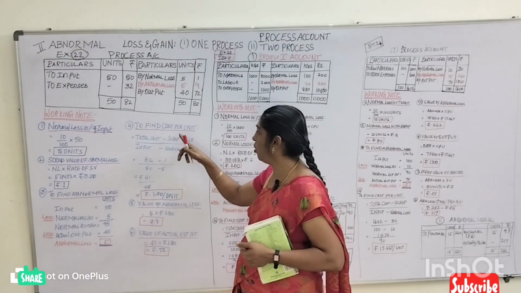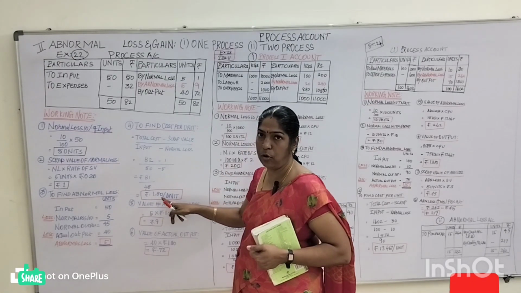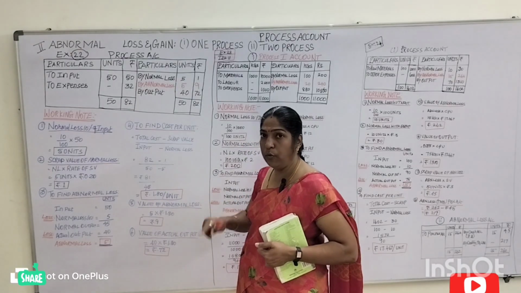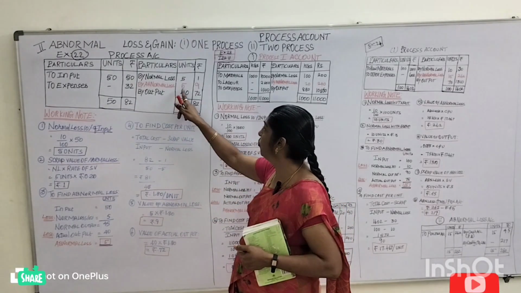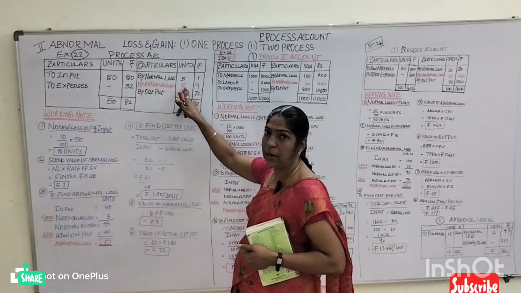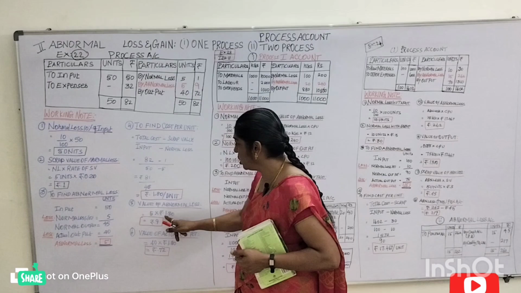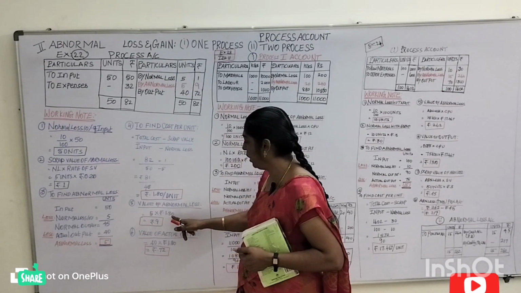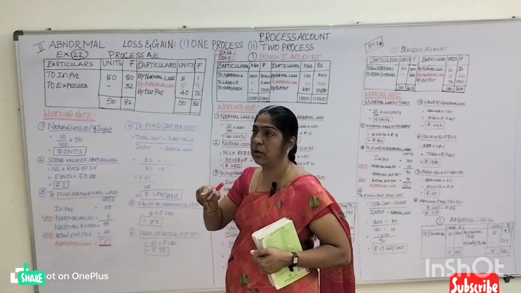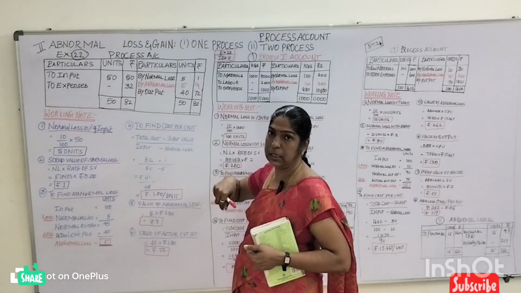So what is the cost per unit? 1 rupee 85 paise for each unit. That is the cost per unit. Okay, now we are going to find out the value of abnormal loss. How many units of abnormal loss do we have? 5 units, with the cost per unit 1.80. After multiplying, you will get 9 rupees. The value of abnormal loss, 9 rupees, is entered.